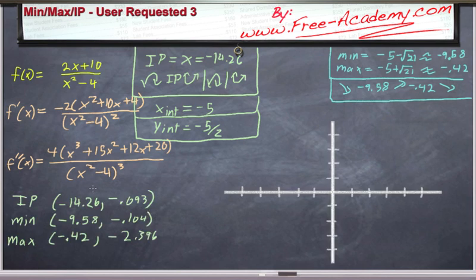Alright, I'm back from my calculator. The inflection point, which occurs at x equals negative 14.26, has a y value of negative 0.93. The minimum, which occurs at negative 9.58, has a y value of negative 1.04. And the max at negative 4.2 and negative 2.396. Alright, and we know our asymptotes, that occurs at x equals plus 2 and negative 2. And then we have our x-intercepts and our y-intercepts.